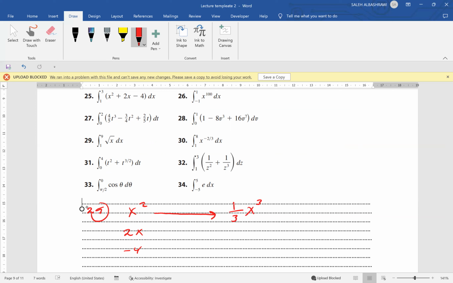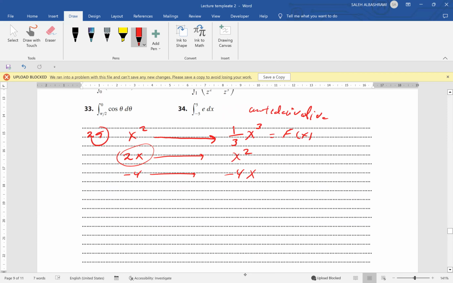This is my antiderivative. So I can say this is my capital F, because if we differentiate 1/3 x to the power 3, I will have x squared. Second one, 2x. The original function for this one is x to the power 2. And minus 4 is minus 4x. How we found this, I will say after solving this example. So we are finding the antiderivative for each term.